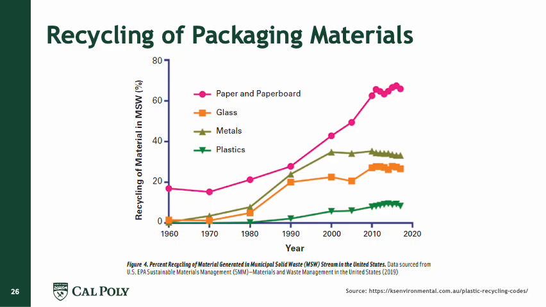So I want you to pay attention to this recycling of packaging materials. This shows which materials are more recycled. In the first place we have paper and paperboard. Then we have metals, which are both tin plate and aluminum. Then we have glass, and the fourth is plastics, which is the least recycled one.